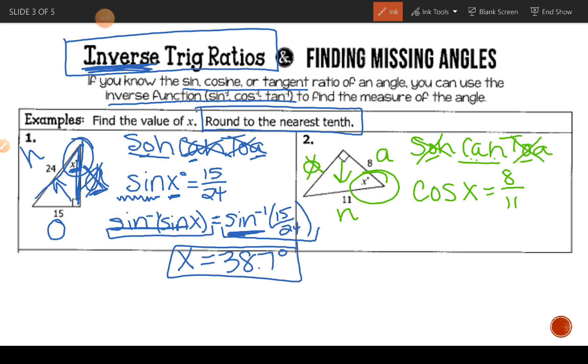Remember, to get rid of this cosine, we use the inverse function. So this is going to be x is equal to cosine of -1, that's our inverse, of 8 over 11. So this right here, cosine inverse 8 over 11, is what we're going to put in our calculator.